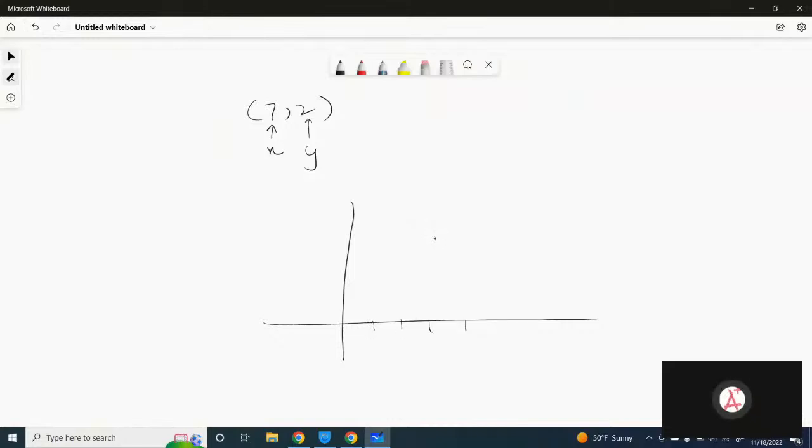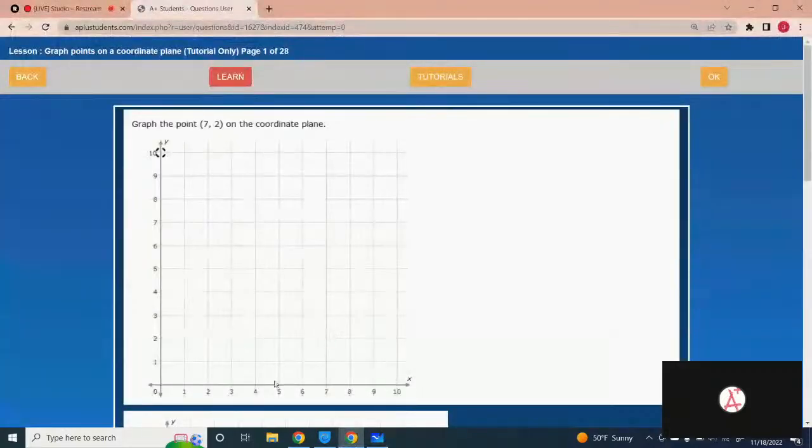1, 2, 3, 4, 5, 6, 7. Okay, then you have 1, 2, 3, 4, 5. Okay, x has the value 7. Here is the 7 and y has a value 2. So just plot a line like this and join it with the 2. So here is the point 7 and 2. X is 7 and y is 2. Got it? You can write the point 7 and 2. Got it? Okay.